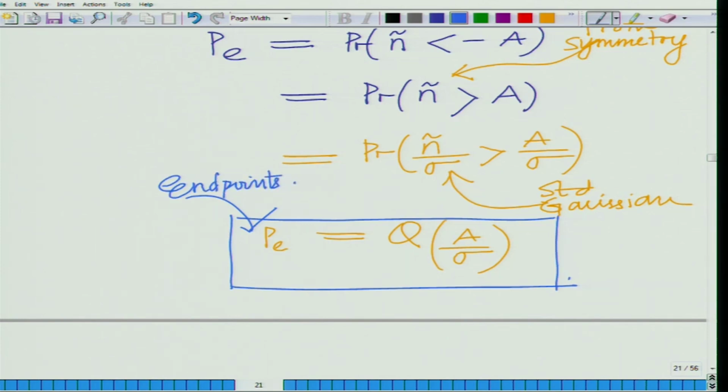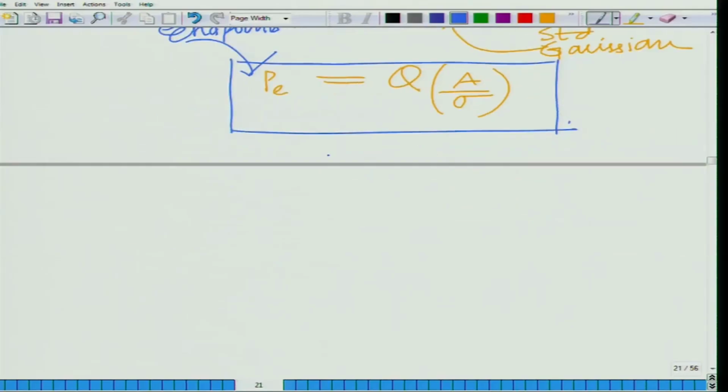So, we have probability of error for an internal point, which is twice Q of a over sigma. Probability of error for an end point is only Q of a over sigma, that is the difference. Now, assuming all the points are equiprobable, how many points do we have? Remember, in M-ary PAM we have M levels, and assuming all the levels are equiprobable, each has probability 1 over M.